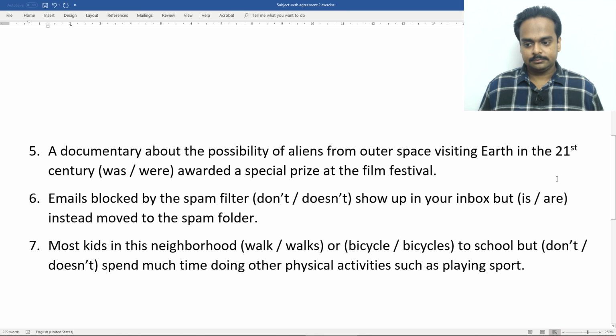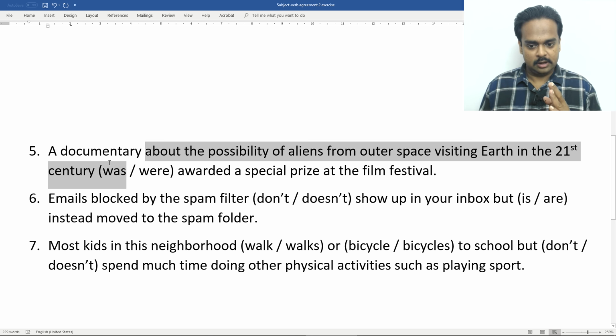All right, number 5: a documentary about the possibility of aliens from outer space visiting Earth in the 21st century was or were awarded a special prize at the film festival. Now, the reason this sentence looks confusing is because there's one big prepositional phrase here. We see a number of prepositions in this sentence: about, of, from, and in. But if you start reading from the first preposition, about the possibility of aliens from outer space visiting Earth in the 21st century, you realize this whole phrase just tells you the topic of the documentary.